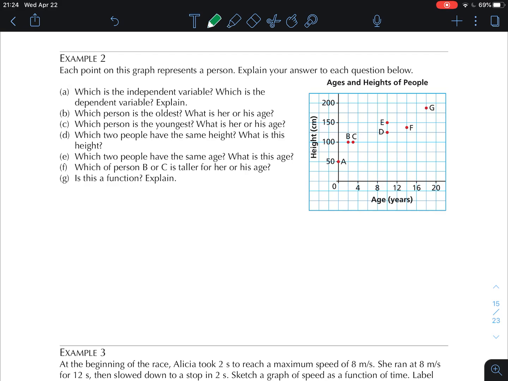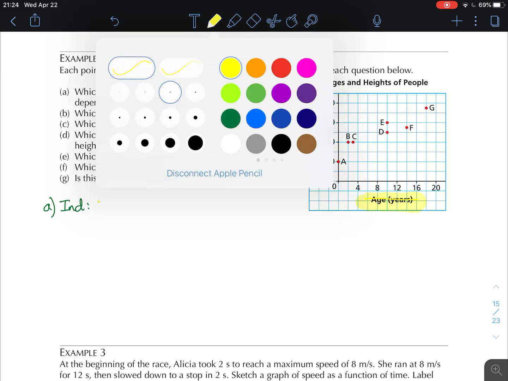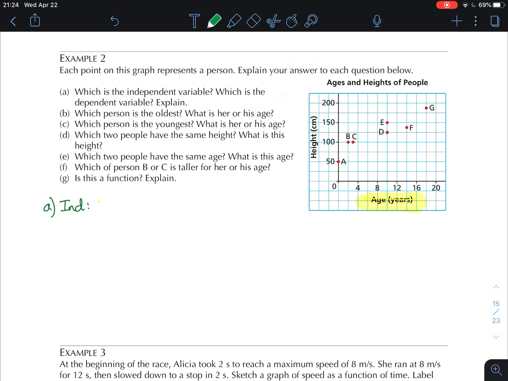All right, example number 2. Each point on this graph represents a person. Explain your answer to each question below. Letter A. Which is the independent variable? Which is the dependent variable? Independent variable is our age. Sorry, I wanted to highlight that. Our age.